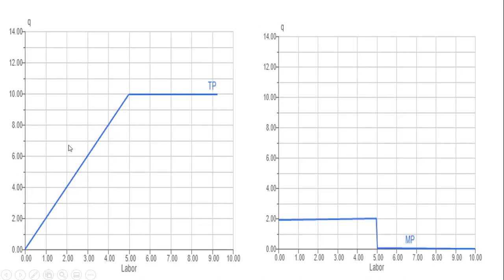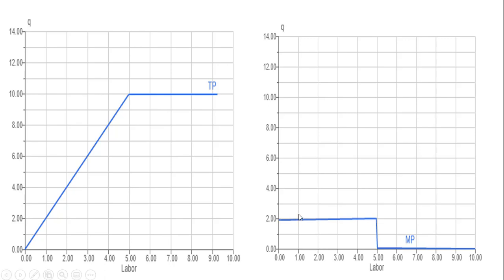And now let's look at some graphs. So on the left, we have the total product of labor function. So as you see, as we go from 0 to 5 workers, every time we hire a worker in this range, output goes up by 2, and that's just the marginal product of labor. At L equals 5, output is 10. L equals 6, output is 10. L equals 7, output is 10, and so on.